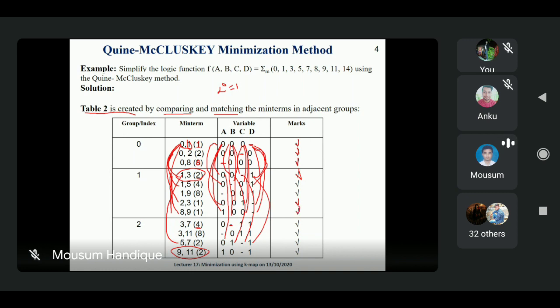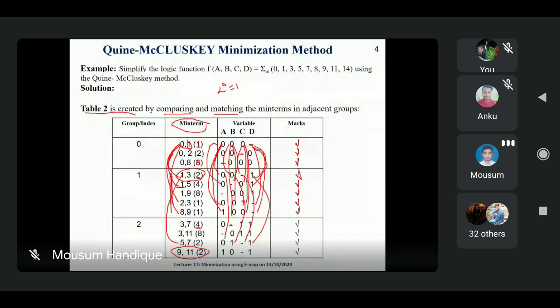0, 1, 8, 9. And here also 1 is present, here also 9 is present. So what happened? This one we can tick, and this one also we can tick. Why are we ticking this one? Because this particular one we can already compare. After all, 0, 1, 0, 2, 0, 8, 1, 3 are all what? All are min terms.